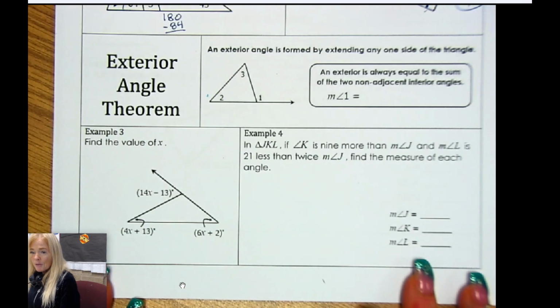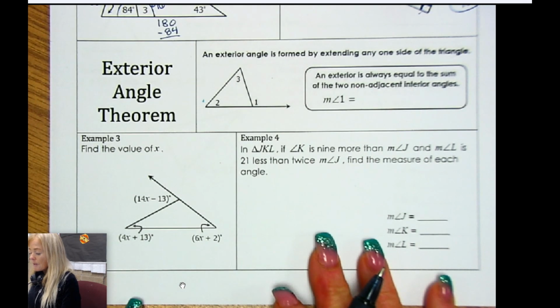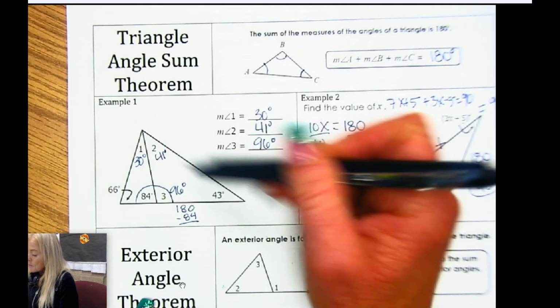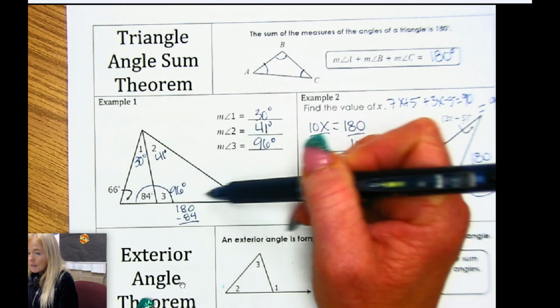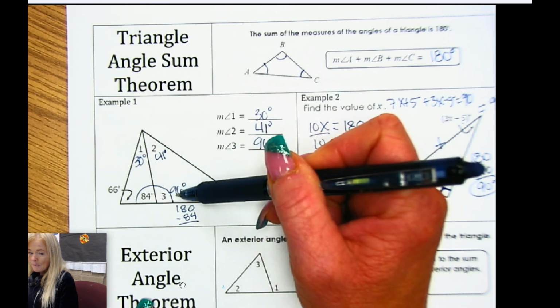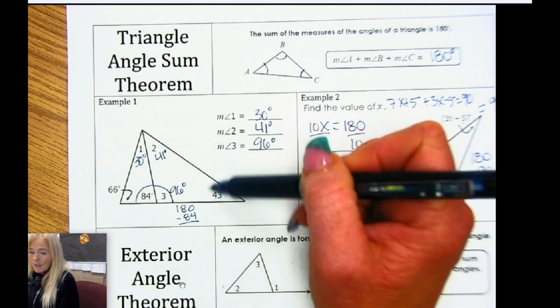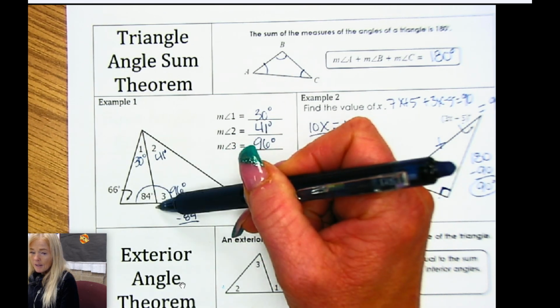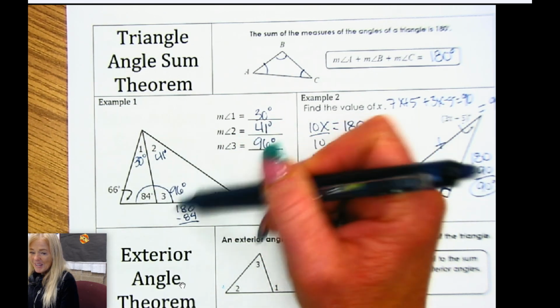This next one is something you don't know. What I wanted to point out really quickly when you looked at this example is that these 3 angles add to 180, and these 2 angles add to 180, don't they? Right? So I have 3 angles that add to 180. I have 2 angles that add to 180.